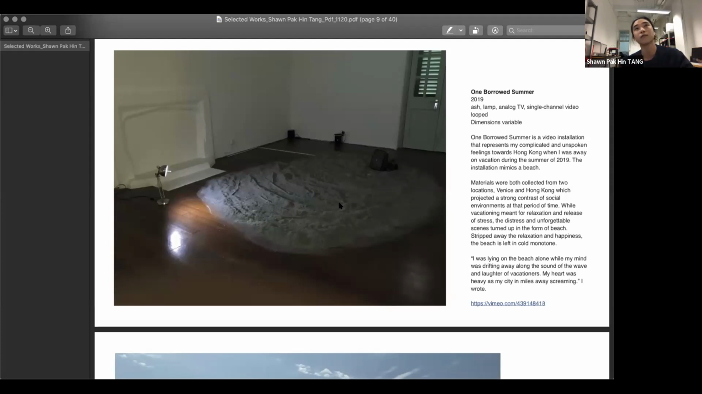I think ashes at that time could be a seasonal product. It's a taboo to say, but it was from Qingming Festival. After Qingming Festival, people produce a lot of ashes, and I collected them. The material itself goes along with the coldness, and the beach's happiness is already stripped away.